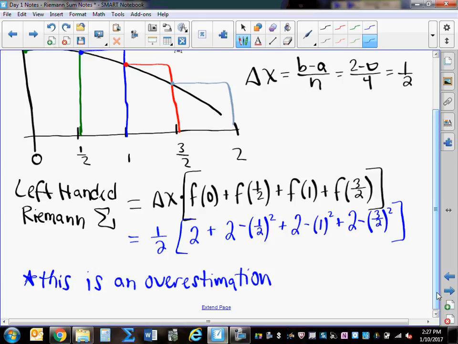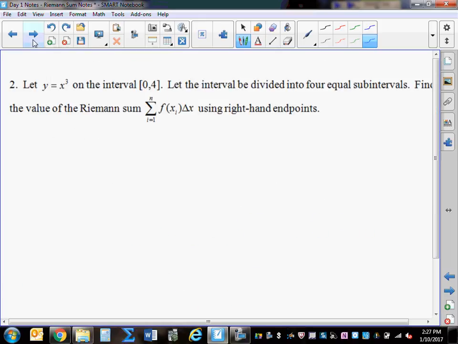Alright, next up we have let y equal x cubed under interval 0 to 4. Let the interval be divided into 4 equal subintervals. Find the value of the Riemann sum using right-handed endpoints. Alright, so again we have 4 equal subintervals, so n is 4. This is my a value, this is my b value. This is again just that notation for Riemann sum, but notice that now we are using right-handed endpoints. I believe you guys can handle this. I'm going to let you go and do this one completely on your own.